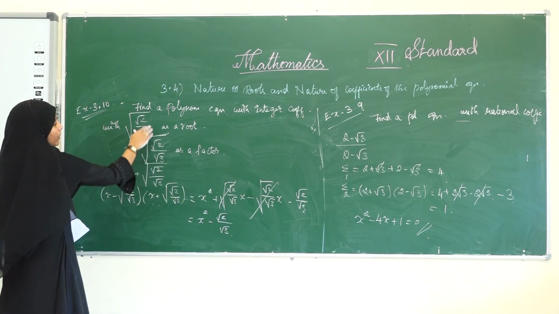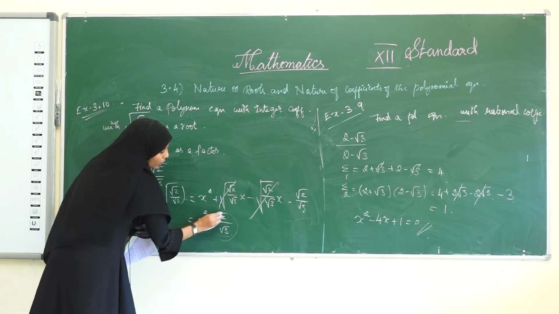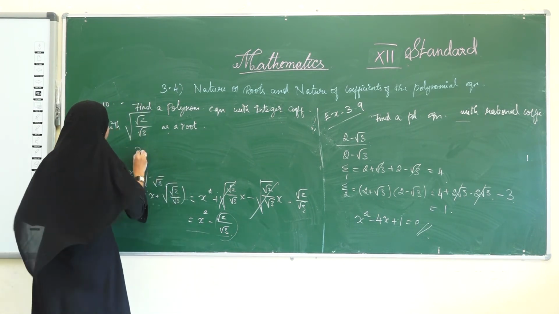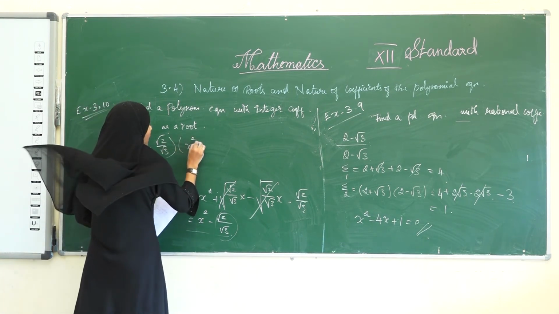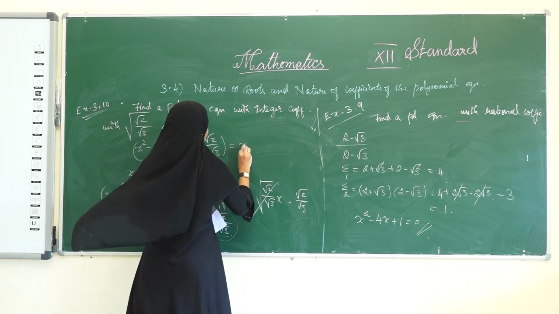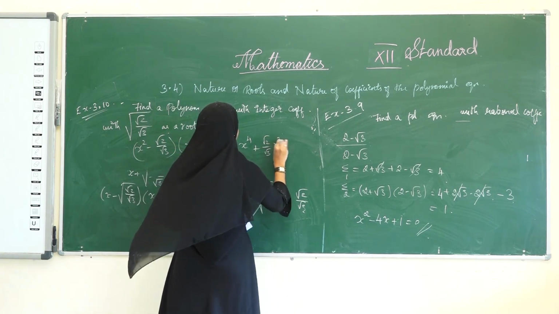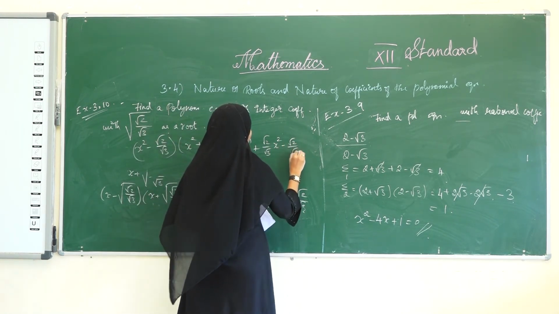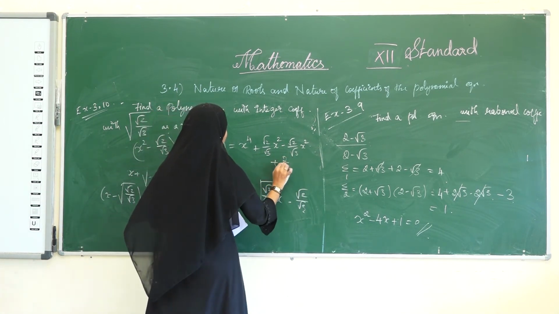See what they were asking: they have asked us for a polynomial equation with integer coefficients, but this is not an integer, right? So again we are going to take this as a factor, x square minus root 2 divided by root 3, and another factor as x square plus root 2 divided by root 3. In the same way we are going to multiply this. When multiplying we get x square plus root 2 divided by root 3 into x, so this is x power 4 plus root 2 divided by root 3 into x square minus root 2 divided by root 3 into x square, minus into minus plus we get 2 divided by 3.